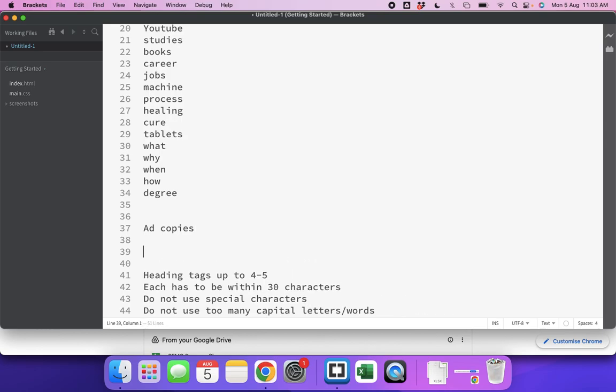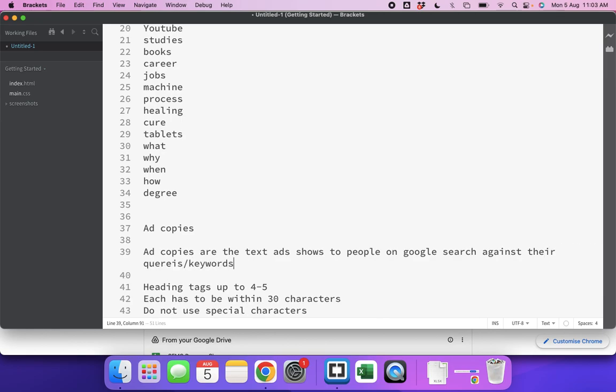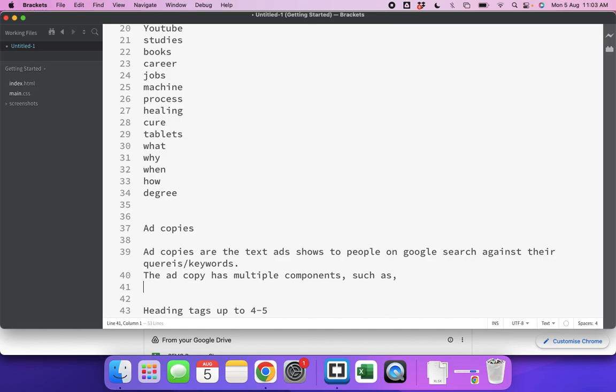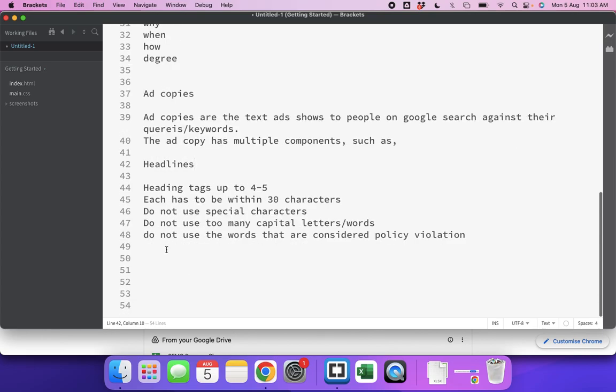Ad copies are the text ads shown to people on Google search against their queries or keywords. The ad copy has multiple components such as headlines. These are all headlines. This is not heading tags.